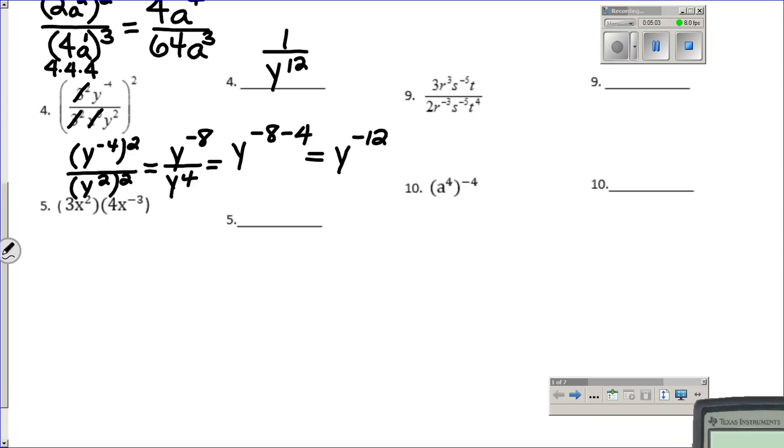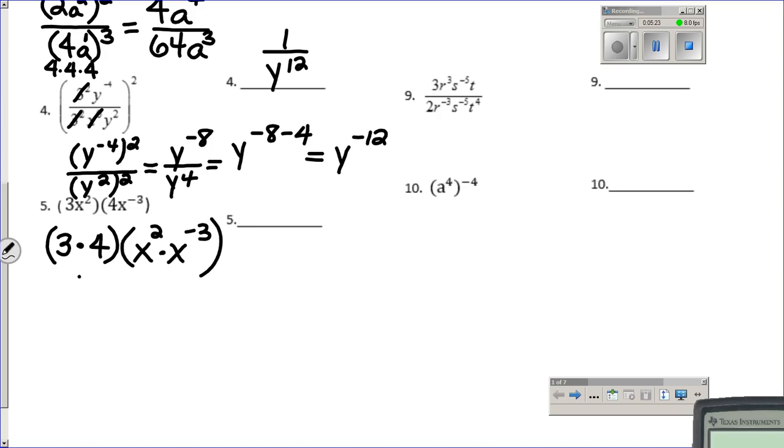Okay, and number 5, we're back to multiplying. Notice we have a number base in each group and we have a variable base. So again, you can group your numbers and multiply 3 times 4. You're going to group your x squared times x to the negative 3, and when you multiply the same base, you're going to add your exponents.